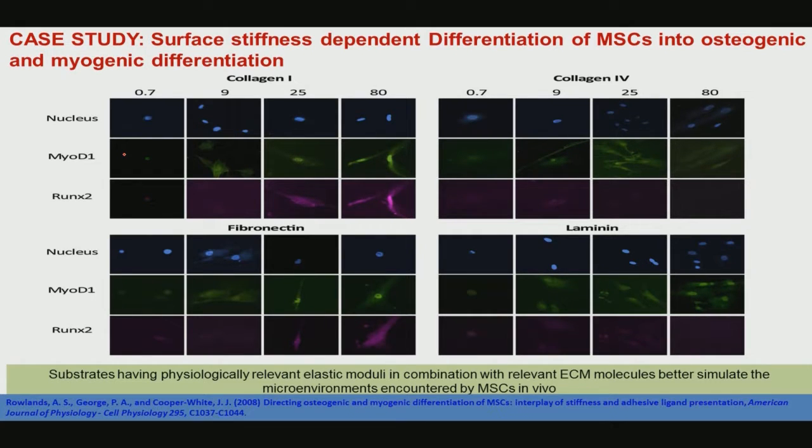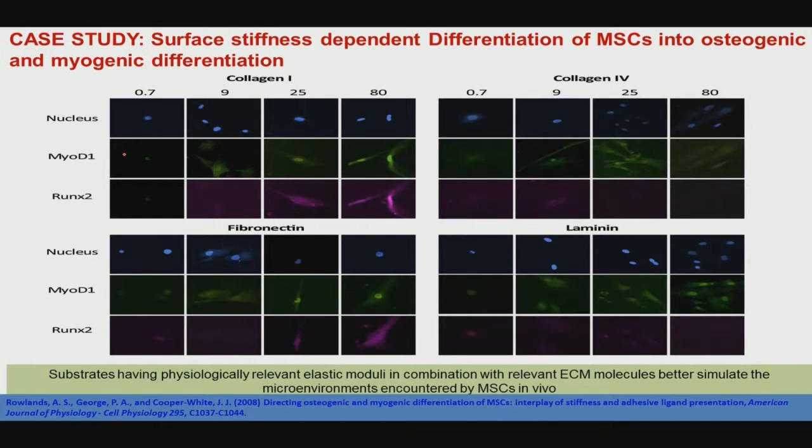Okay. This is another paper, some of the selected results are taken. This is from Rowlands et al. So, these are the three authors Rowlands, George and Cooper White. This was published in the American Journal of Physiology, Cell Physiology. So, this was published in 2008, quite a few years back.